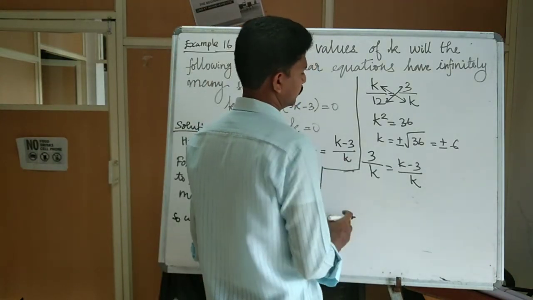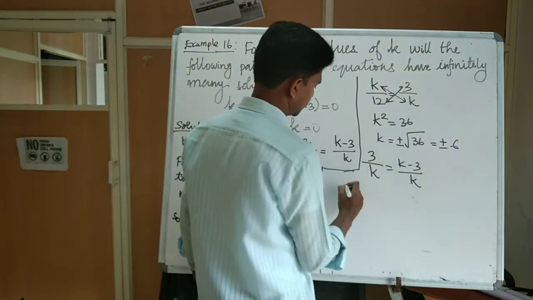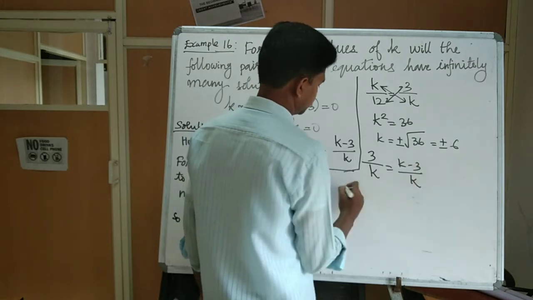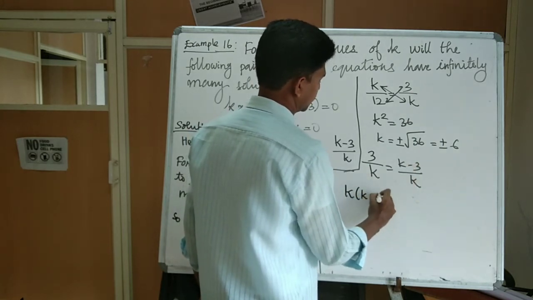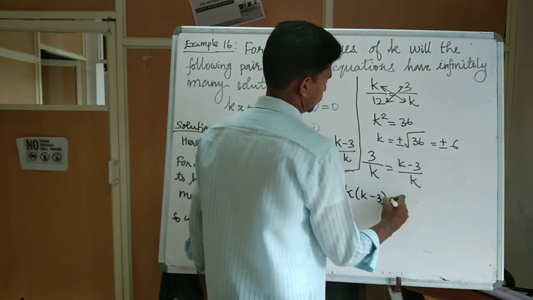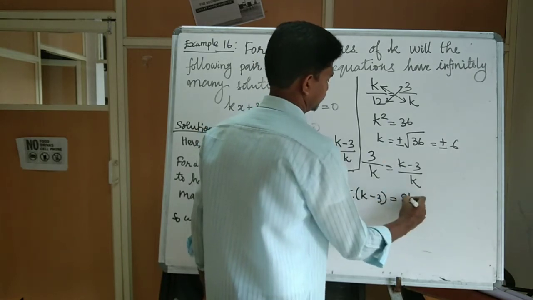Now we can multiply like this, k into k minus 3 is equal to 3k.